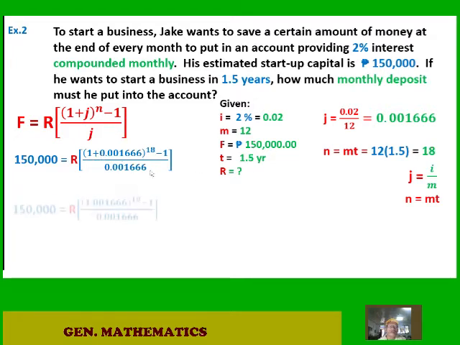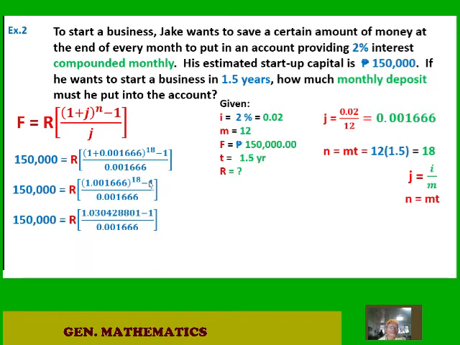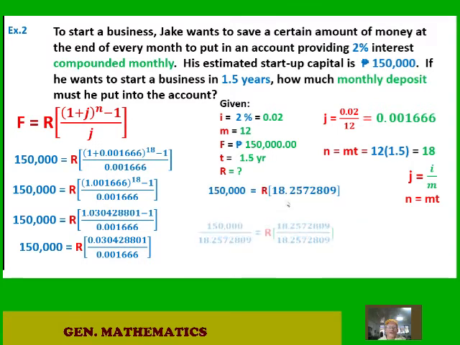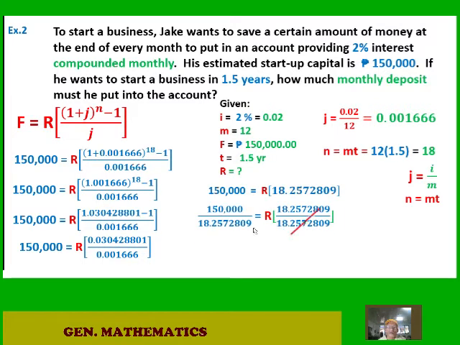Add, then raise to the power of 18. Then subtract 1. Then divide by this denominator. Then divide both sides of the equation by the factor of R. Cancel out. So that when we divide, the periodic payment, the monthly deposit to be made by Jake, is 8,215.90 pesos. So that after 1.5 years, he has a future value of 150,000 pesos.